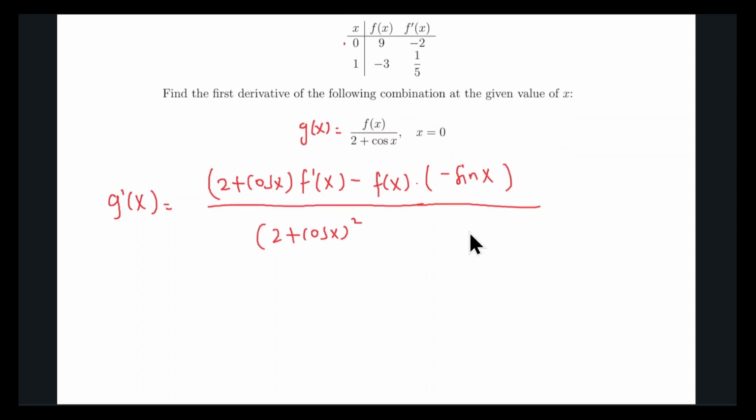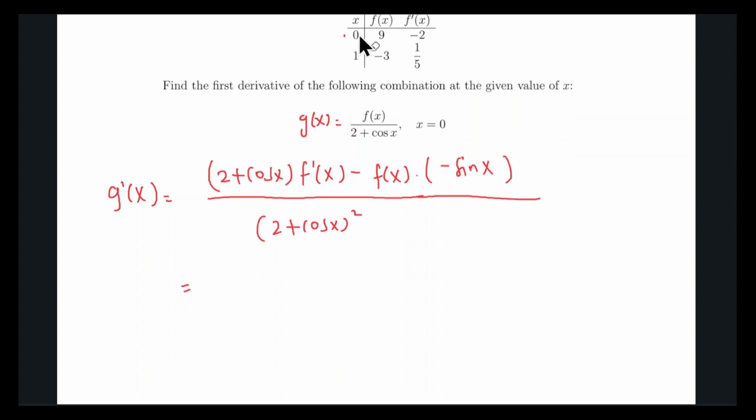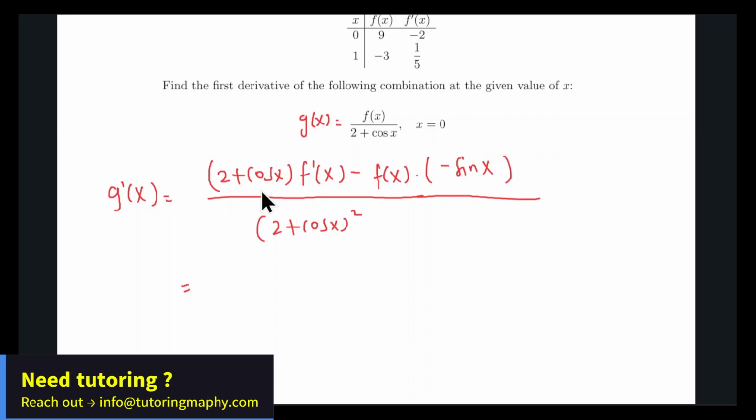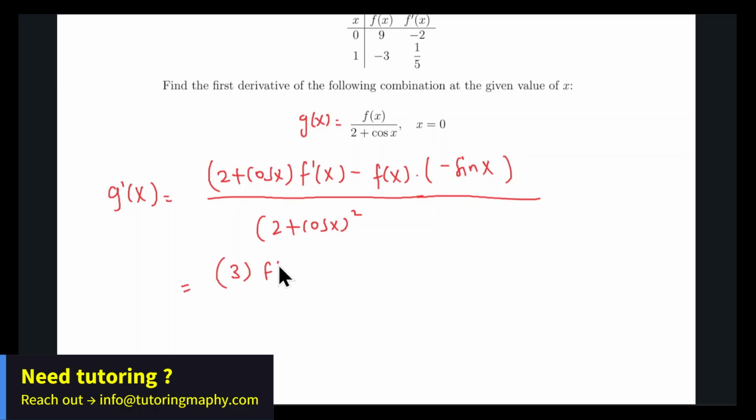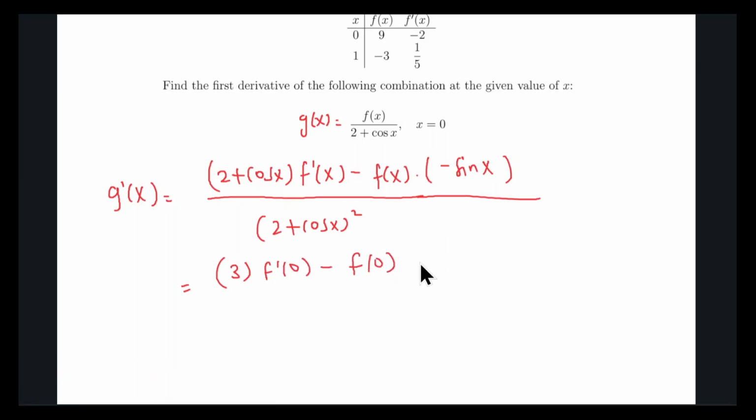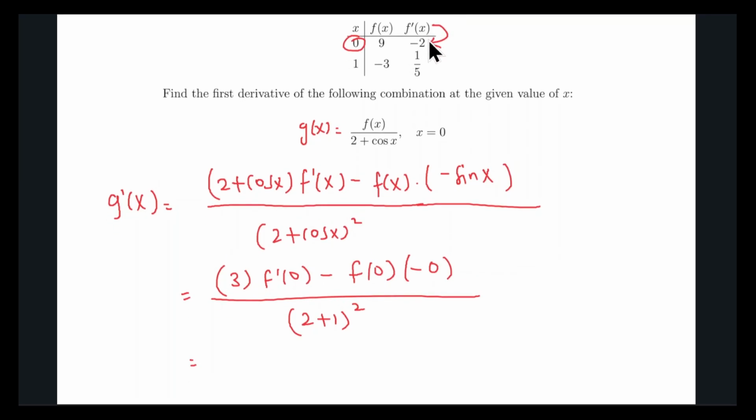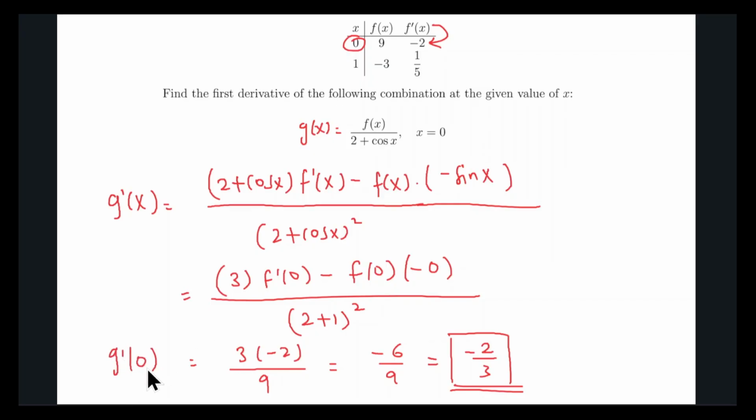And all I need to do is plug in 0 everywhere. So this is going to look like what? Cos 0 is 1, 2 plus 1 is 3, then f prime 0, and then f(0). It doesn't matter because sine of 0 is 0, so that thing is gone. Again, cos 0 is 1, so (2 plus 1) squared. f prime 0 is just obviously negative 2 over here. So 3 times negative 2, this guy is 0, over 3 squared, which is 9. So the answer is negative 6 over 9, which is negative 2 over 3. So that's g prime x, and that should be g prime 0 to be precise, and that should be our answer.